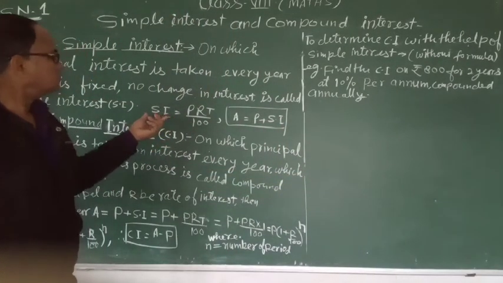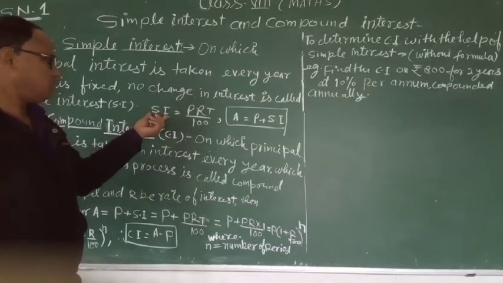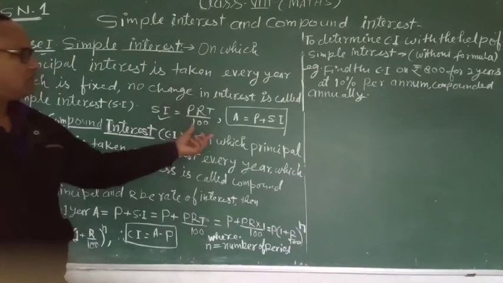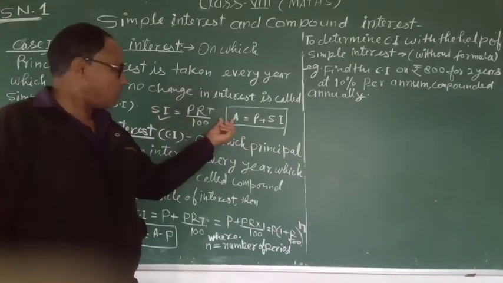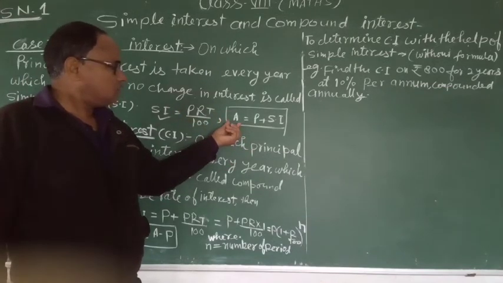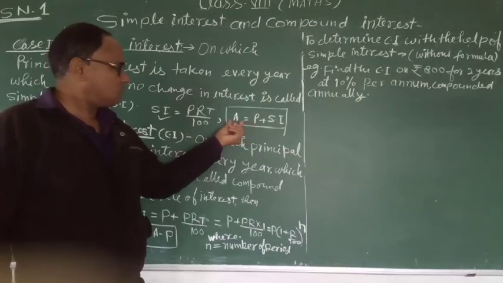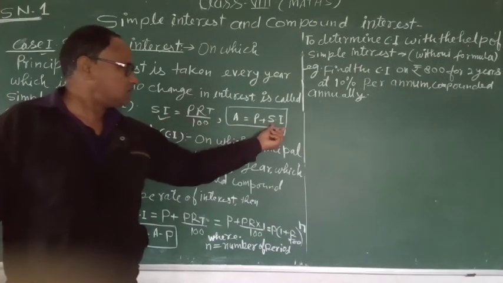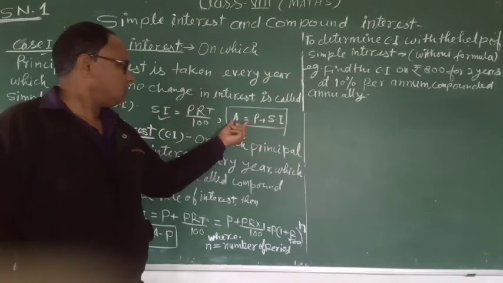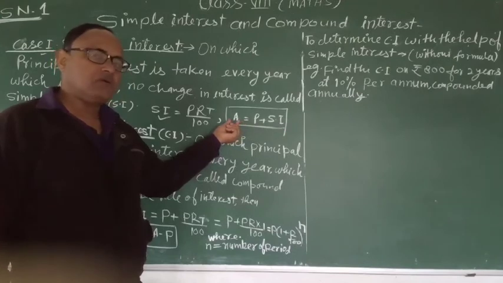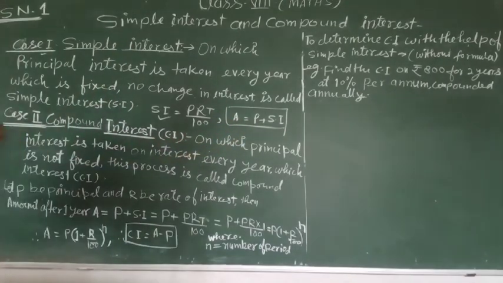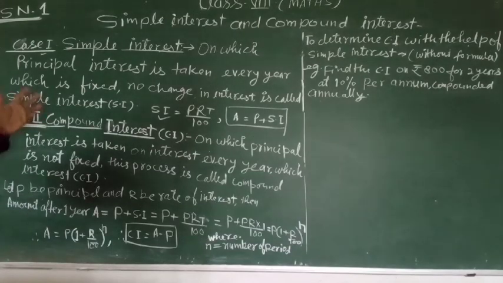When we determine simple interest by this formula, after this we determine the amount of that year, which is equal to principal money plus simple interest, and then we get the amount. Okay?